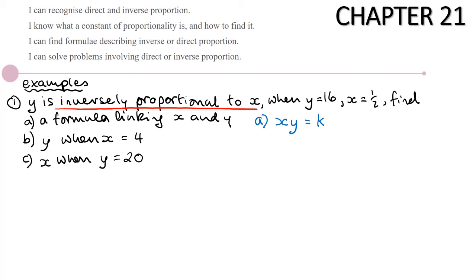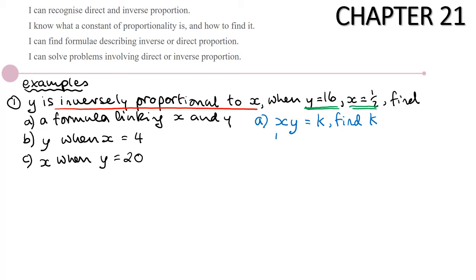Remember, inverse proportion is about multiplying the 2 letters. Now I need to find k, so that's my next step to get the formula. To find k, I take the information that's in the question. It says when y is 16, x is a half. So basically I replace y with 16 and x is a half.